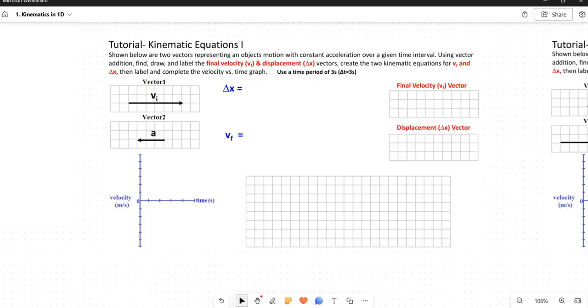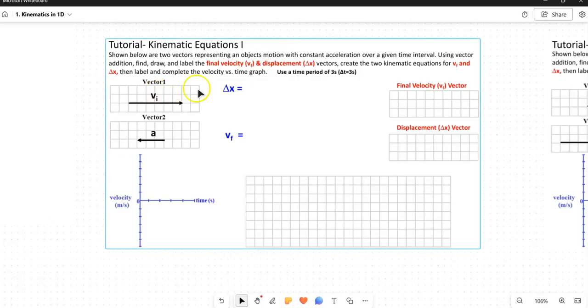In this case, we're given an initial velocity vector and an acceleration vector. We have to find the final velocity vector and displacement vector. We could use vector addition to do that. We then have to create a delta x, a position versus time curve fit, and also a velocity versus time linear fit, as well as creating a velocity versus time graph. The graph doesn't have any specific units to it, but you have to write those out yourself. So here we go.